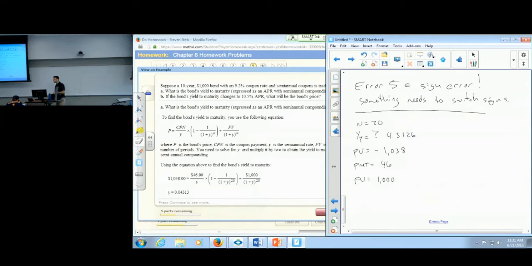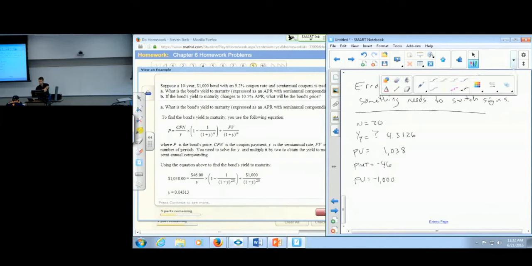Just so we're clear on this, you're going to get the same right answer if you work this from the perspective of the company issuing the bond. From the perspective of the company that sells the bond, they receive your 1,038 today, and then they have cash outflows of 46 and 1,000. So if you make the present value positive and the payment and future value negative, you'll get the same right answer. It's the exact same question, just from a different perspective. Either way will work fine.